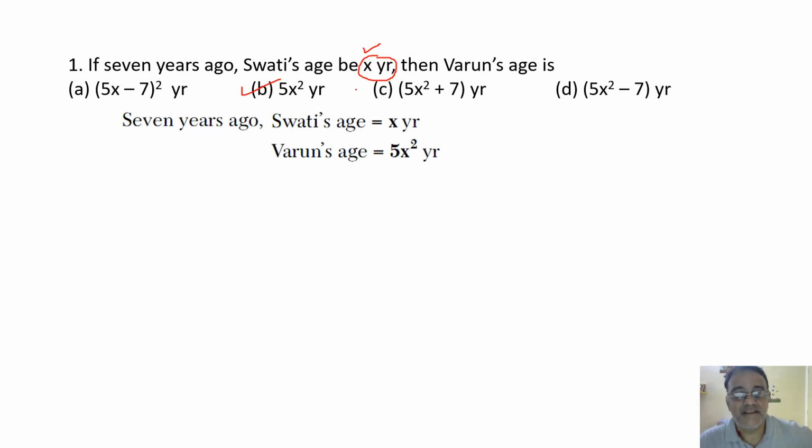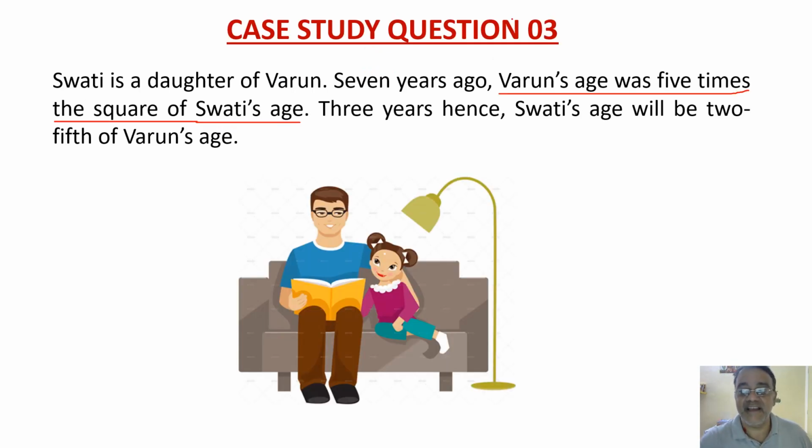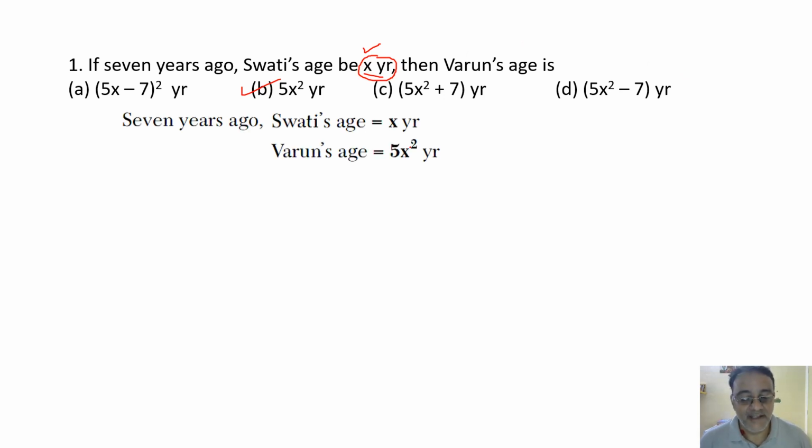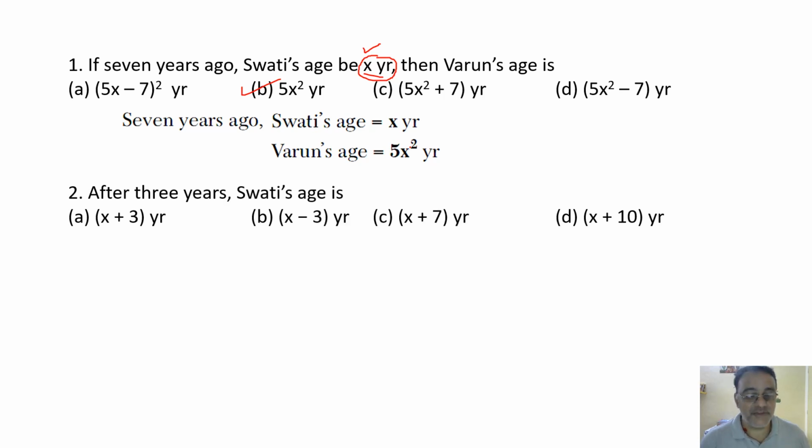Sir, could you explain it once? 7 years ago her age is x only. This is not the present age. Clear? Yes, sir. Present age will be x plus 7. You got my point? Because the age 7 years ago is x years, and the condition given in the question is that 7 years ago Varun's age was 5 times the square of Swati's age. So that means 5 times x square. Clear? Yes, sir.